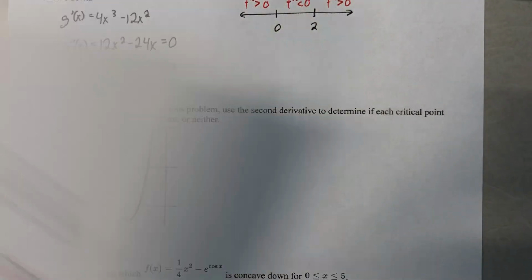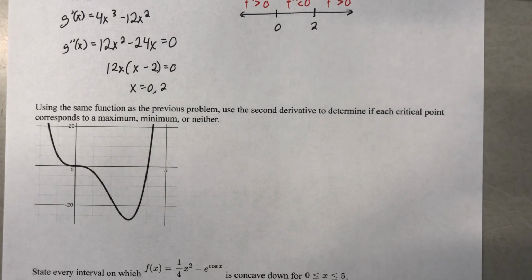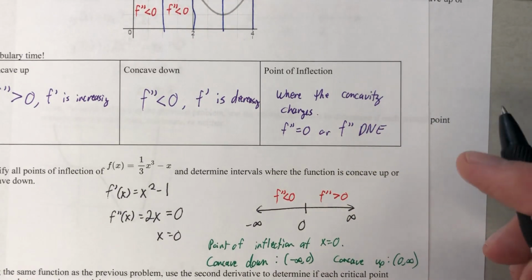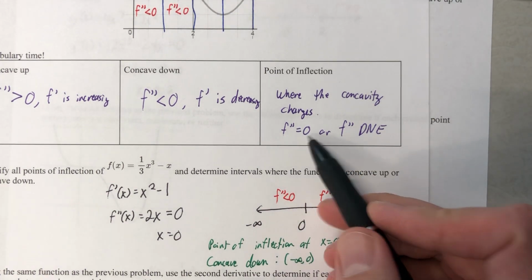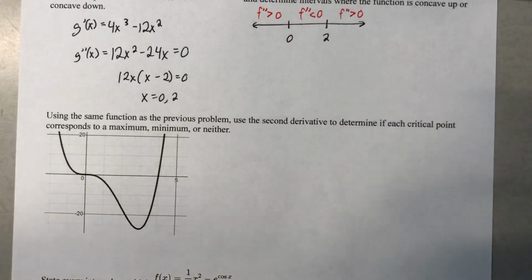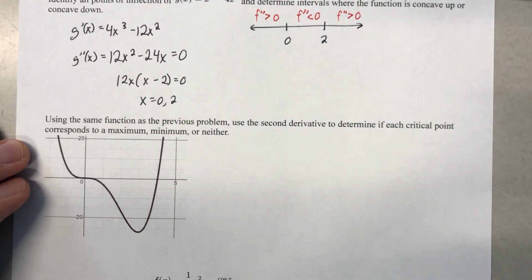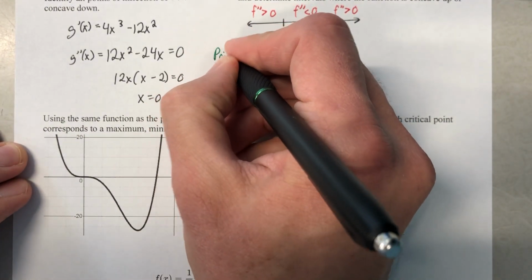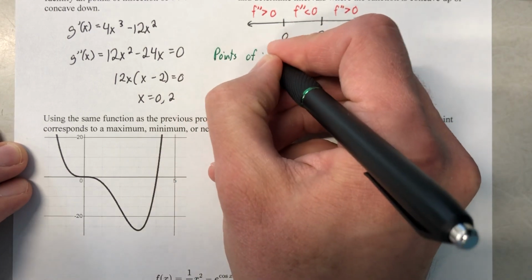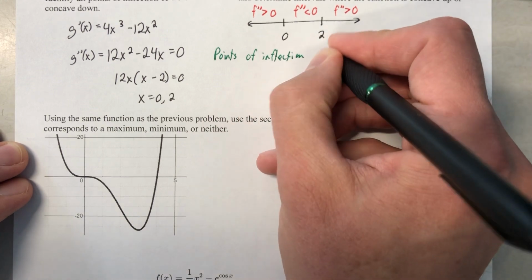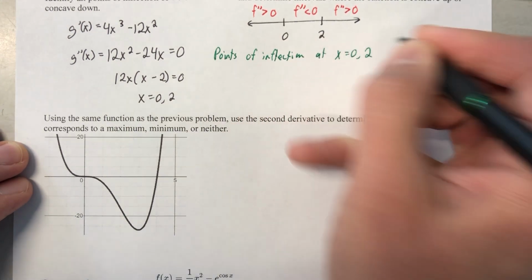There we go. So in order for us to have a true point of inflection, we have to have a change in concavity. We're going to have a change in the sign in that surrounding area, and the second derivative equals 0 or doesn't exist. Okay, back on track. So we have 2 points of inflection. We have points of inflection at x equals 0 and at 2.